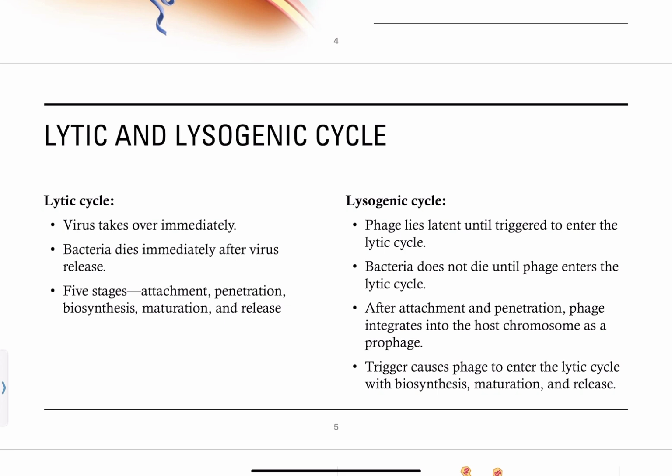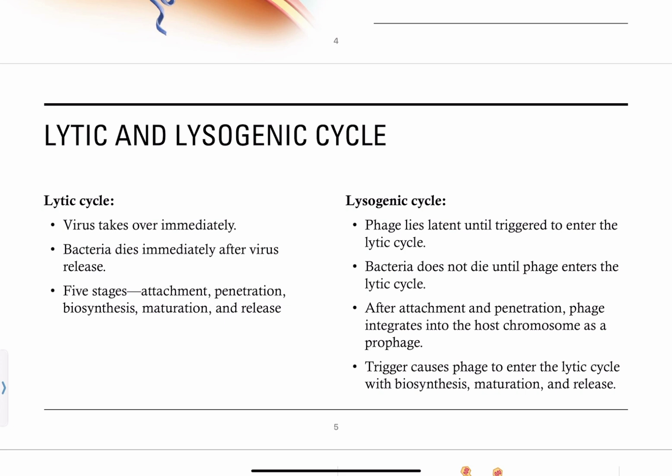Then it has biosynthesis, where viral parts are being made. And it has maturation, which is the assembly of new viruses. And then release, where the host cell bursts and viruses spread. In the lysogenic cycle, the virus takes a different approach.